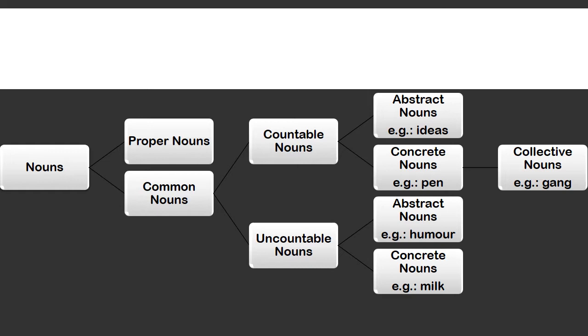Abstract nouns are the things which we cannot see, feel or touch, which cannot be identified by the senses, but they are there. They are like the thoughts, the ideas, the feelings. They are the abstract nouns. And concrete nouns are the things which we can touch. Let's study each one of them in detail.